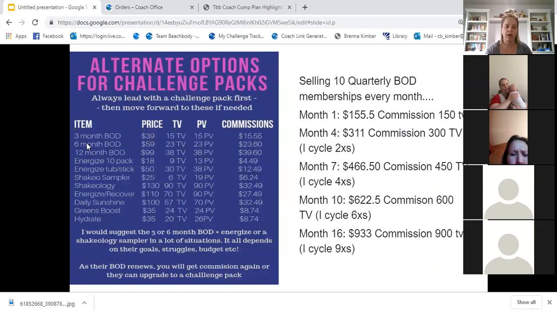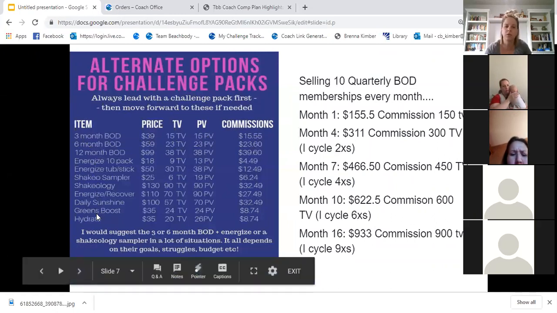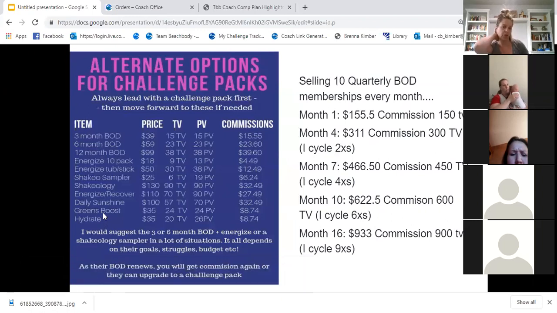And then you've got other options, right? You've got 6-month, 12-month BOD. You guys, you can just sell an Energizer. You can just sell a Shakeology sampler or just sell a Boost. You can sell the individual vitamins that come with the Ultimate Reset. After Summit, they're going to give us a bigger volume and commission off of Beachbody apparel. So that, I think, will be easy to sell.